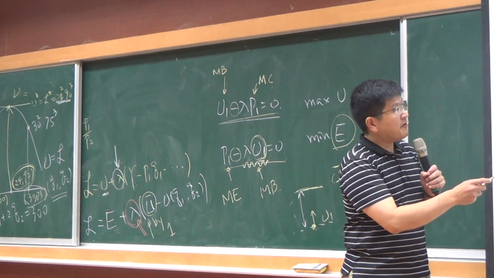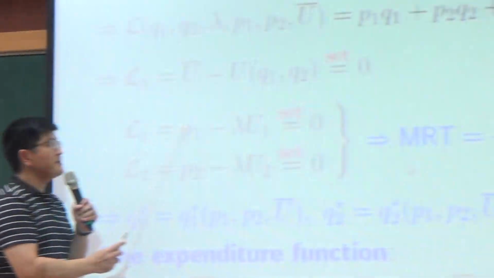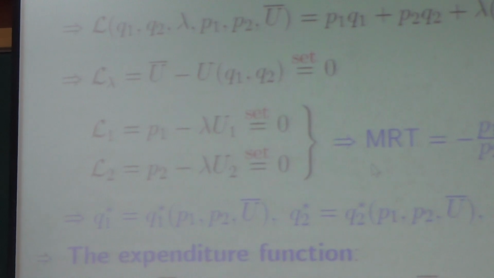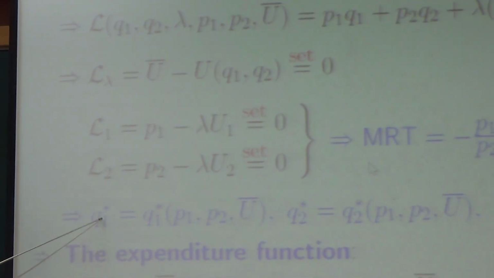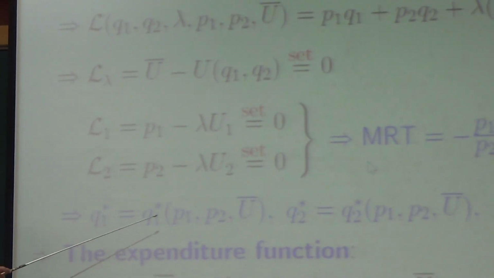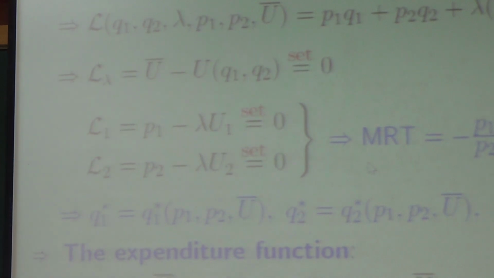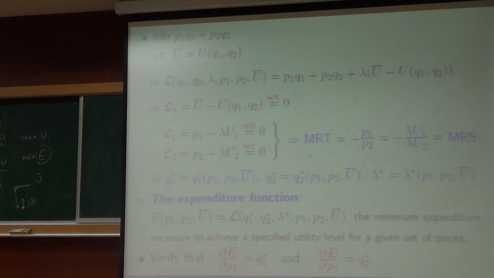So we have the condition here. We may also interpret the first order condition, and of course we may have the implicit function Q1 star, Q2 star, and lambda star. But now it is P1, P2, and U bar. No more Y. You don't see any Y in the problem here. So what kind of variables do we have? In the problem we have P1, Q1, P2, Q2, and U bar.